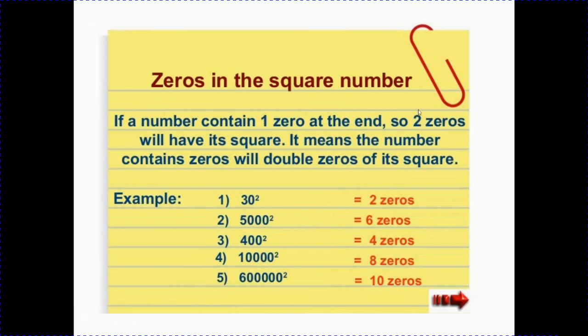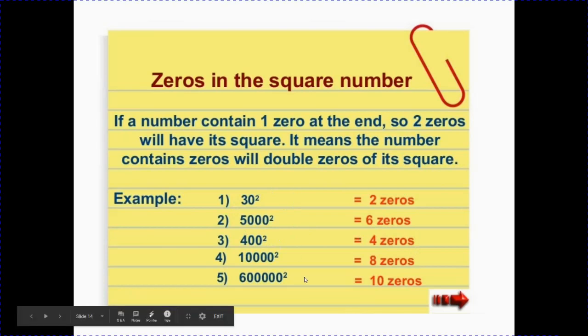Zeros in the square number. If a number contains 1 zero at the end, its square will have 2 zeros. It means the number of zeros in a number is doubled in its square. Let me show you an example. 30. How many zeros are there in 30? 1 zero, right? If you double it, it becomes 2 zeros. If you take 5000, how many zeros are there? 3 zeros. If you double it, you get 6 zeros. Like that, we can find how many zeros are there in a square number. 400 has 2 zeros. If you double it, 2 times 2 or 2 plus 2, you get 4 zeros, right? So this is an easier method to see how many zeros are there in a square number.